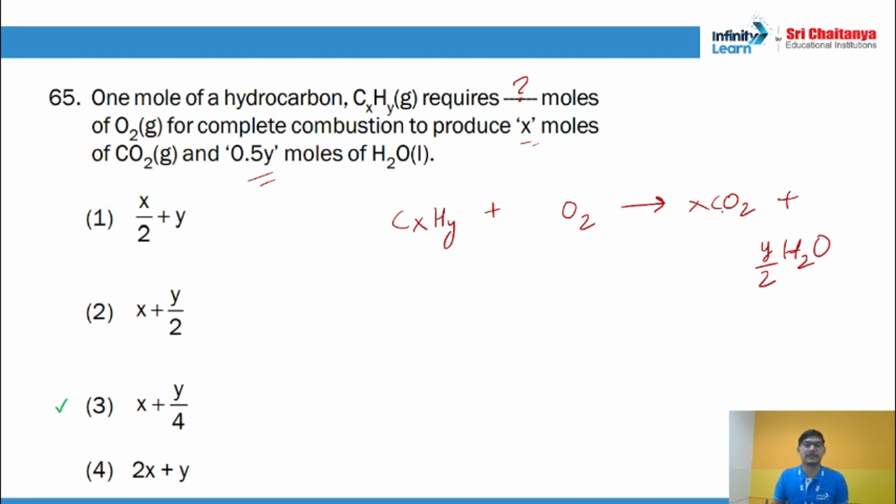Okay. Now let us see, the number of oxygen required is 2x, right? 2x atoms of oxygen from carbon dioxide, and y by 2 atoms of oxygen from water, right? But oxygen comes as a diatomic molecule. So obviously each molecule contains 2 atoms. So we'll have to divide this number by 2. Okay. So this will give us x plus y by 4. Clear, guys?